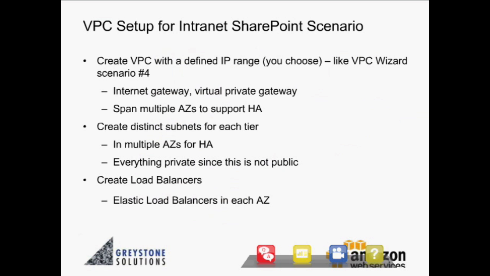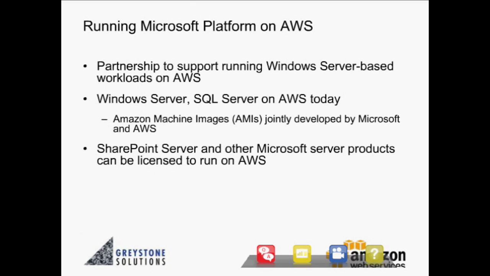So you choose the CIDR block that you would like to have the VPC set up with, and then define an internet gateway, define a virtual private gateway. I obviously want to span multiple availability zones from a HA perspective. Create distinct subnets, create load balancers in each of the availability zones. These are some of the basic building blocks for a SharePoint deployment within the VPC.